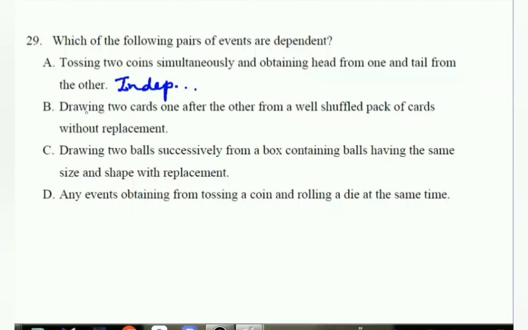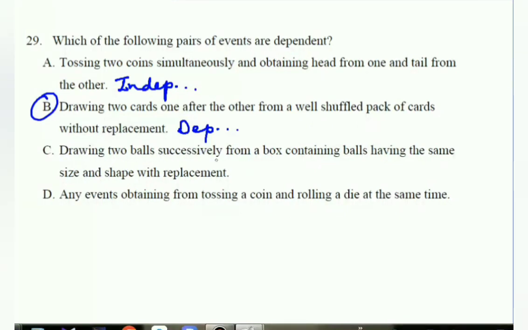Drawing two cards one after the other from a well shuffled pack of cards without replacement. Suppose we have a pack of cards. When we draw a certain card from a pack of cards without replacement, this is purely a dependent event. If it is with replacement, it will be independent, but if it is without replacement, it is dependent. Therefore, definitely we expect this will be the answer. Let's check for C and D.